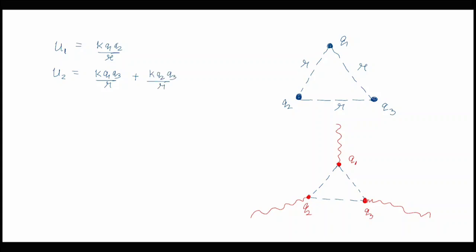Over here I can say that the total potential energy of this system is equal to U1 plus U2, which is equal to k upon r times Q1 Q2 plus Q1 Q3 plus Q2 Q3. So this is going to be the total potential energy for this system of charges.